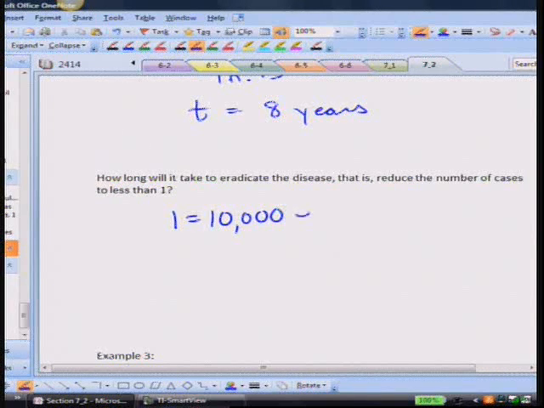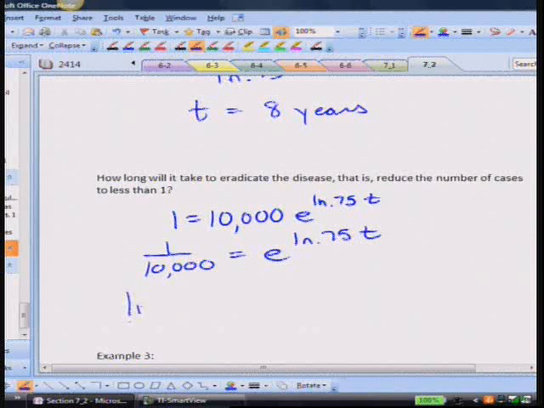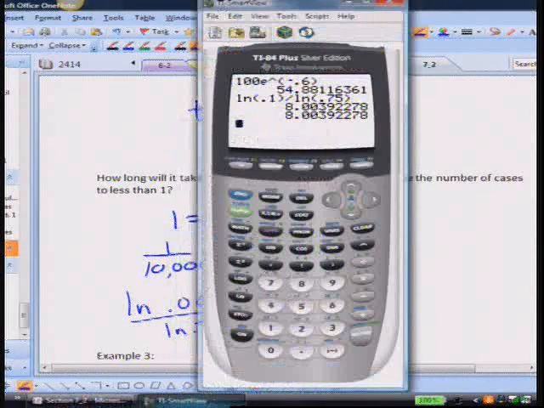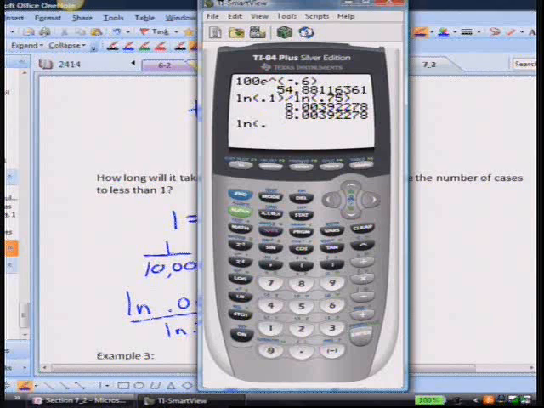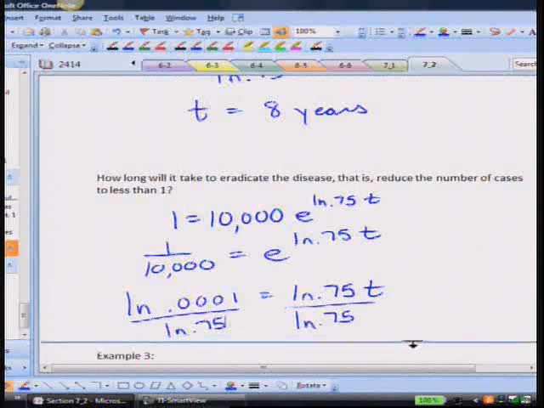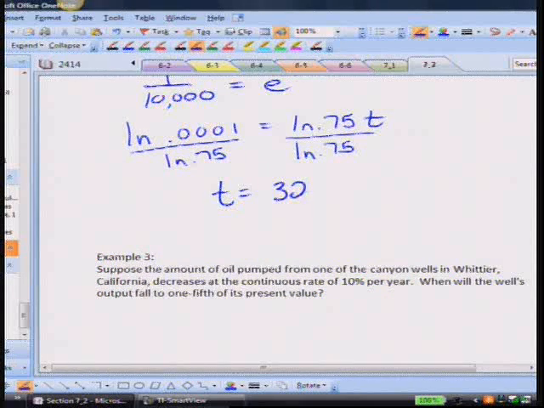10,000 was what you originally started with, e to the ln 0.75 t. So this will be 1/10,000th equals e to the ln 0.75 t. You take the ln of 1/10,000th, right? Equals ln 0.75 t, because the ln of e is just 1. So then you divide by the ln of 0.75, and you find that t is equal to ln of 1/10,000th divided by ln 0.75. You get 32 years. Bummer. So t is equal to 32 years.